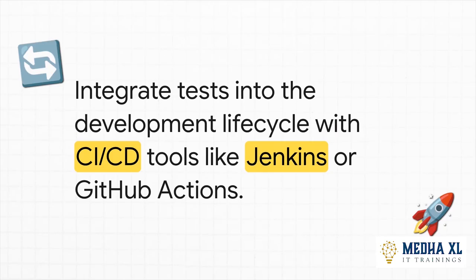But there's one last piece to this puzzle, and it's integration. The real magic happens when you plug your Playwright tests into a CI/CD pipeline, using tools like Jenkins or GitHub Actions. This means your tests run automatically every single time a developer pushes new code. You become this safety net for the entire team.